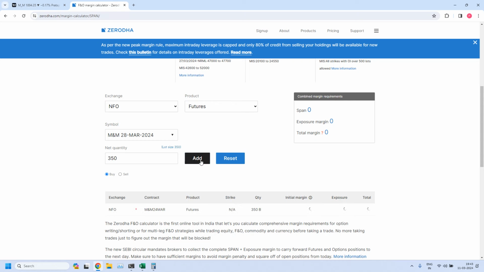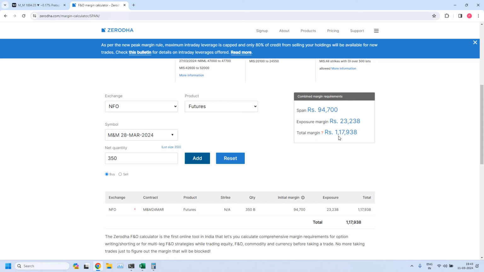And what is the cost? 1,17,938. Maybe it could have been 1,17,000, maybe 200 or 300 by the time prices entered. But still we will take it. It doesn't make much difference, because at the time of closing, this is the margin cost. At the time of entry, it could have been a little lesser, maybe 500 or 600. Not much difference. Let us take this as a reference.